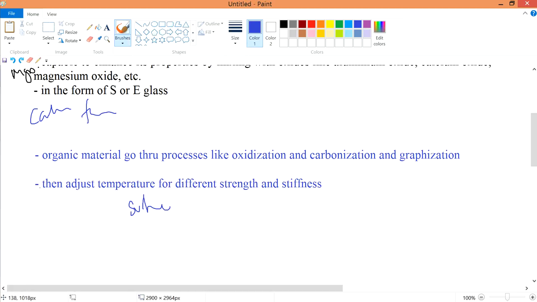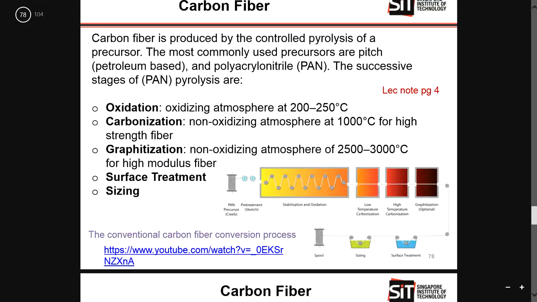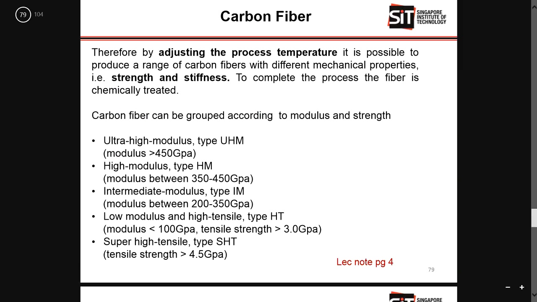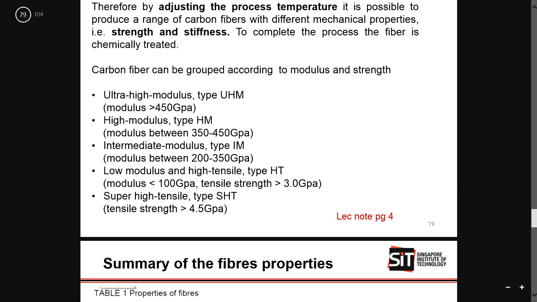So I could just add in surface treatment before this, then adjust treatment for different temperatures for different things. So these are the things, and the process is called successive stages of PAN pyrolysis. Pyrolysis means you break down a certain organic material, that's all. And you may also want to understand all this. Different tensile strength, these are the different groupings for your modulus. And you can just memorize this if it's needed.